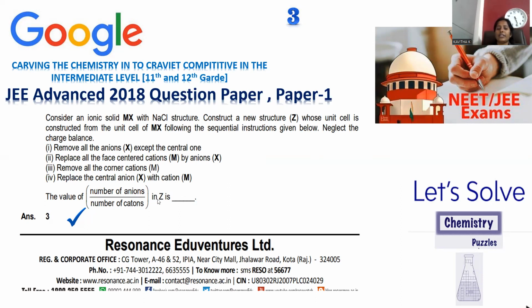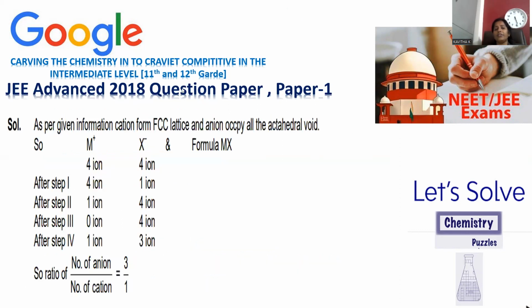The ratio of number of anions to number of cations is calculated as Z. What is that Z ratio to be identified? That is calculated as 3. How can we answer this 3? Let's see. Here, step by step, as per the given information, cations form an FCC lattice. A face-centered cubic lattice is formed by cations.